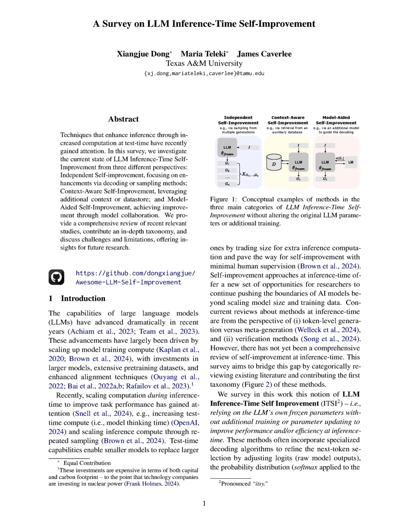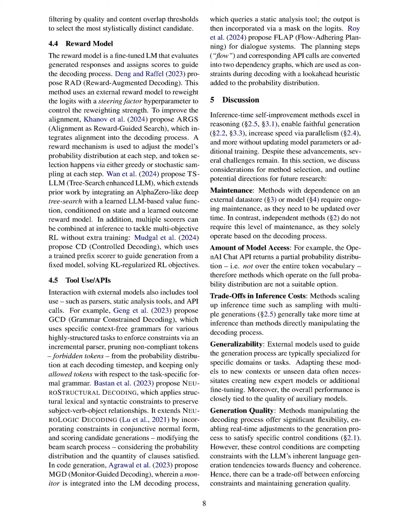The proposed method of LLM Inference-Time Self-Improvement, ITSI, operates by utilizing the model's own frozen parameters to enhance performance and efficiency during inference without additional training. The process begins with the classification of self-improvement methods into three distinct categories: independent self-improvement, which modifies the decoding process using the model's existing parameters; context-aware self-improvement, which employs specialized prompts or retrieval techniques to enhance performance; and model-aided self-improvement, which integrates external models to guide the decoding process.